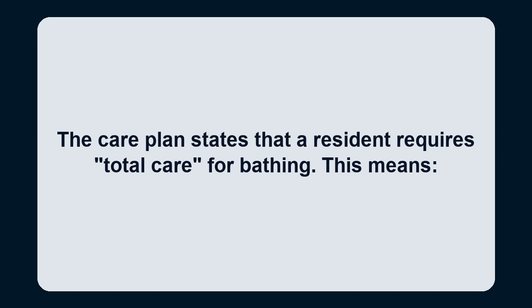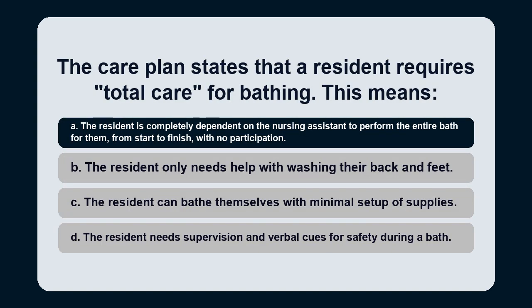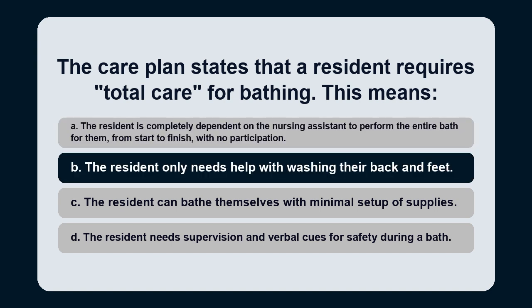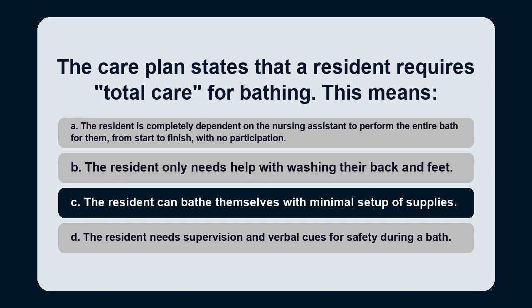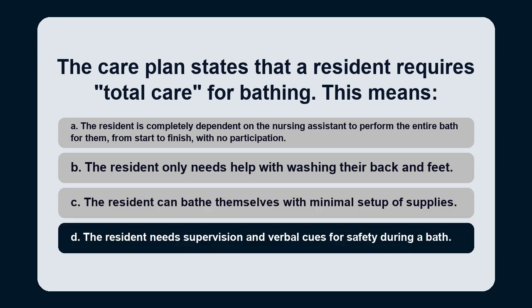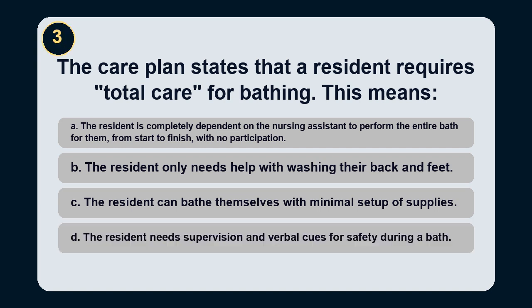Question 6. The care plan states that a resident requires total care for bathing. This means Option A. The resident is completely dependent on the nursing assistant to perform the entire bath for them, from start to finish, with no participation. Option B. The resident only needs help with washing their back and feet. Option C. The resident can bathe themselves with minimal setup of supplies. Option D. The resident needs supervision and verbal cues for safety during a bath.